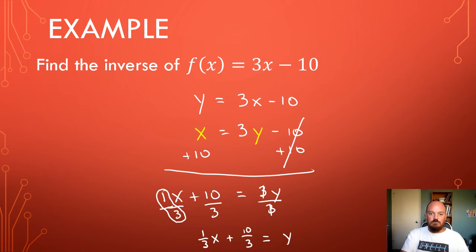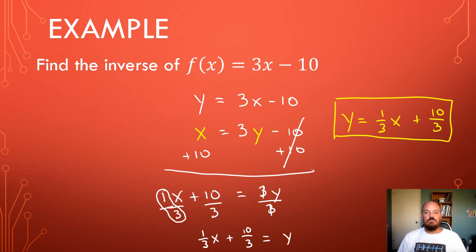Now the second one, 10 divided by 3 doesn't divide evenly, so I'm just going to leave it, 10 over 3. Now for my final answer, instead of having the equation equal x, let's flip it around and have y equals. So for my final answer, I'm going to say y equals 1/3 x plus 10/3, or 10 over 3. And that's your inverse function. So the inverse of y equals 3x minus 10 is y equals 1/3 x plus 10/3. And that came from switching x and y and solving for the new y.